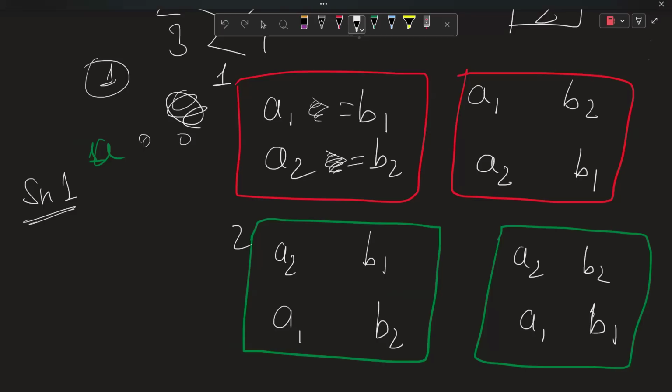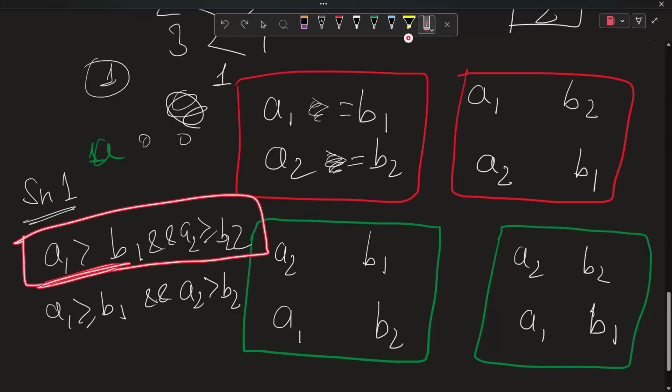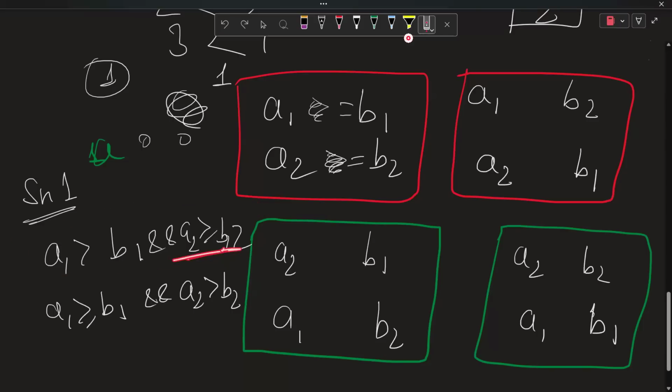Okay. So the only way player A can win is if A1 is greater than B1 and A2 is either greater than or equal to B2. That's one case. Or if A2 is greater than B2 and A1 is either greater than or equal to B1. So if either of these two happens, where A1 is greater than B1 and A2 is either greater than B2 or equal to B2, that is also okay.